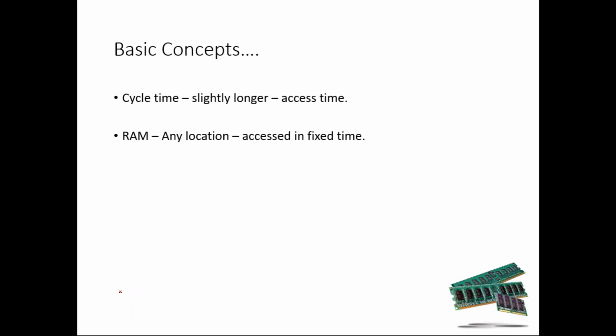And generally when we say main memory, we are talking about RAM. So what is a RAM? Why do we call it random access memory? It is a volatile memory. We call it RAM, random access memory, because any location in this memory can be accessed in fixed time. Any location in a RAM can be accessed in fixed time.